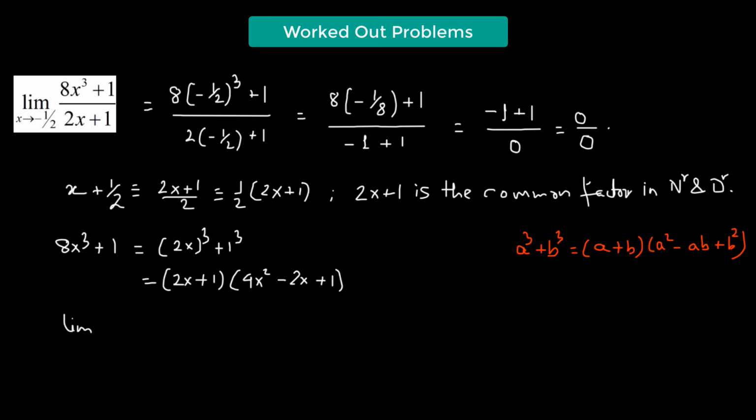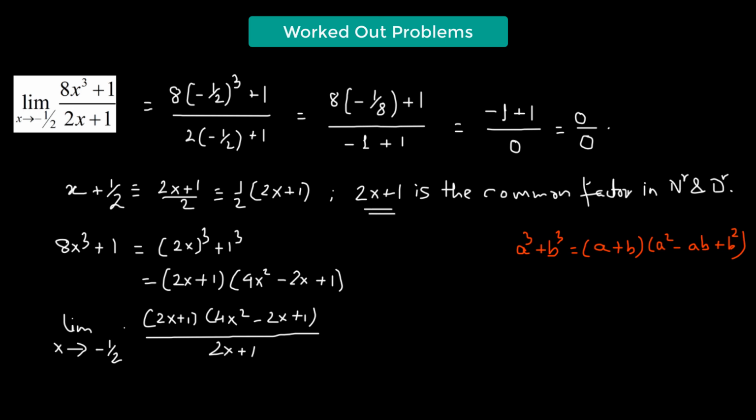Now we are going to rewrite our limit. So we have limit x approaching negative half. The numerator will now be replaced by 2x plus 1 times 4x squared minus 2x plus 1, divided by 2x plus 1. As we have already mentioned, 2x plus 1 is the common factor in both the numerator and the denominator. So it's going to cancel out, and that leaves us with limit x going to negative half, 4x squared minus 2x plus 1. Now we're going to substitute the value of x.